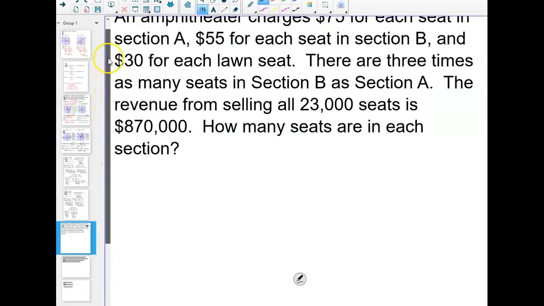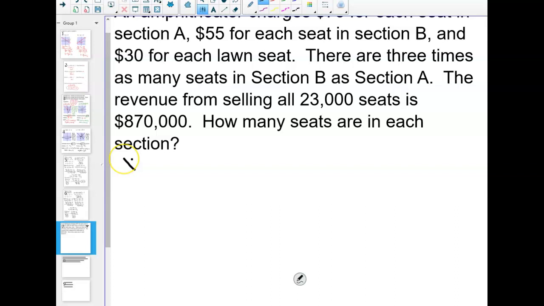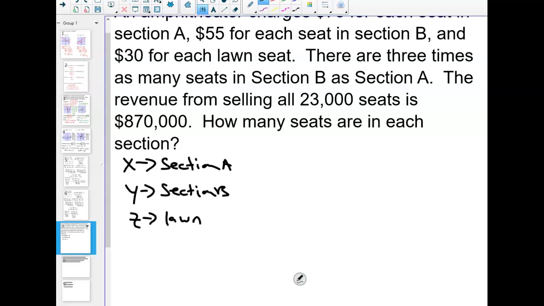Okay, so to do this word problem, I'm going to set section A as x, section B is y, and the lawn is z. Okay. So total seats is 23,000. So if I add my x, my y, and my z, I get 23,000.